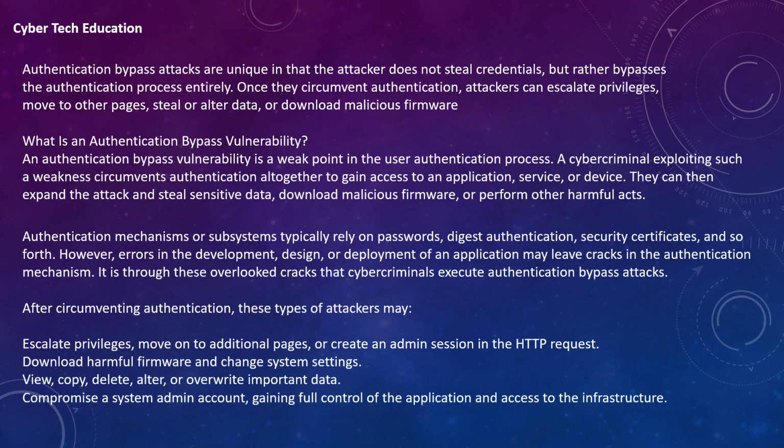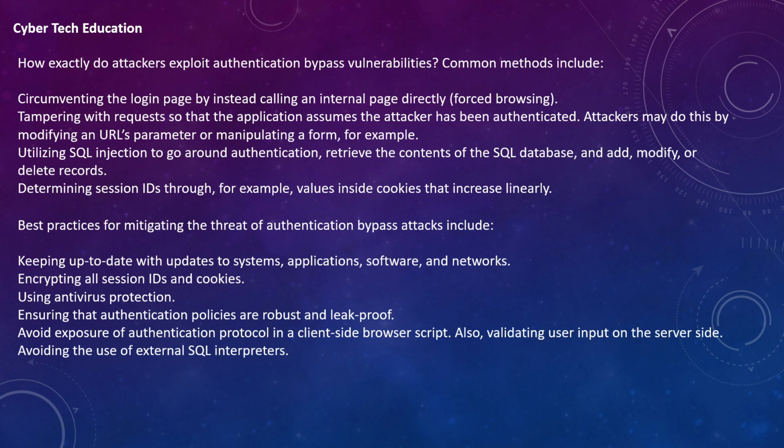Once they circumvent authentication, they can escalate privileges, which eventually moves them to additional pages, or create an admin session in the HTTP request, download harmful files and change system settings, or view, copy, delete, alter, or override important data, compromise a system admin account, gaining full control of the application and access to infrastructure. So these are the different activities they can perform.